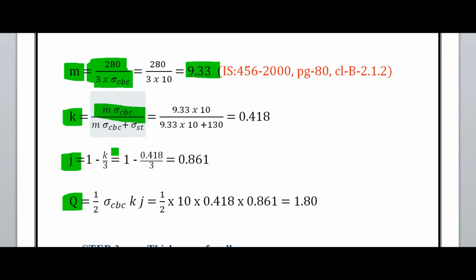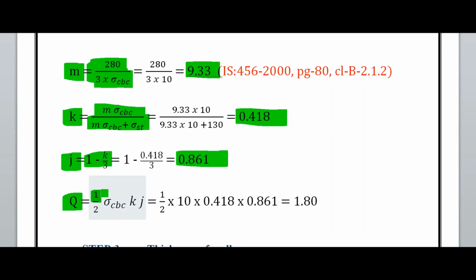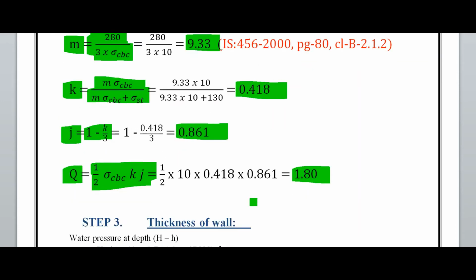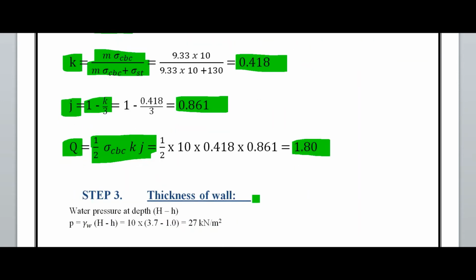So the K equation is M divided by M plus sigma ST divided by sigma CBC. We found all the values. So K is 0.418. J is 1 minus K by 3, so 0.861. Then Q is 1/2 sigma CBC into K into J, so 1.80. So we found out all the constants here.